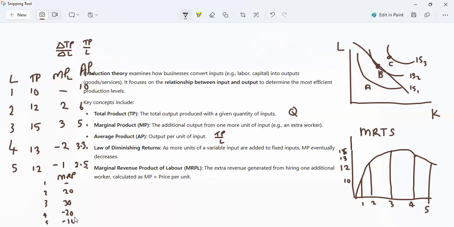So this is called the marginal revenue product. You multiply the marginal product times the price itself. All right. So these are the key principles that we need to understand. So now let's go to our question again.